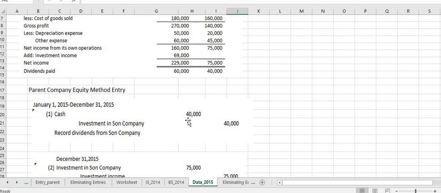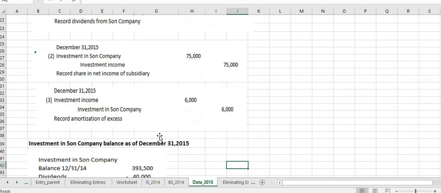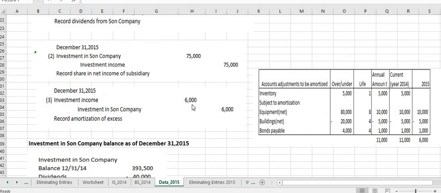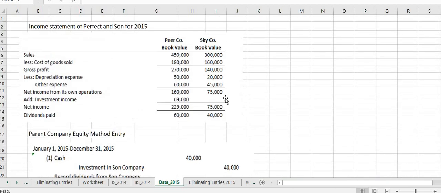Okay, so you have first entry to record the dividends, diba? So that's a debit to cash and a credit to investment in Sun Company for 40,000. Ito yung entry natin to record the dividends. And to record its share in net income, diba? Kasi debit ko investment in Sun Company and credit investment income for 75,000. Okay? Kasi diba, the net income of subsidiary 75,000.